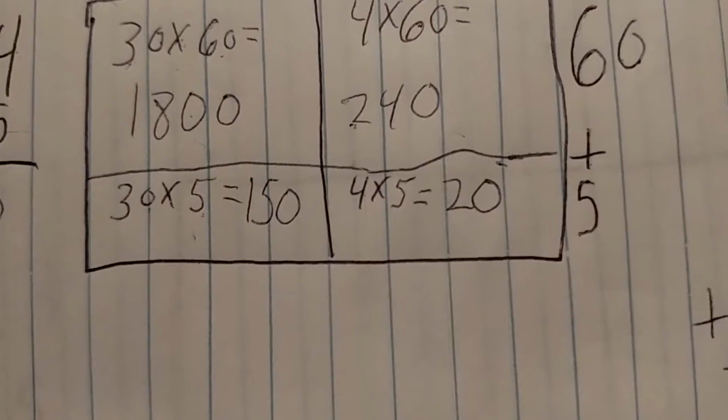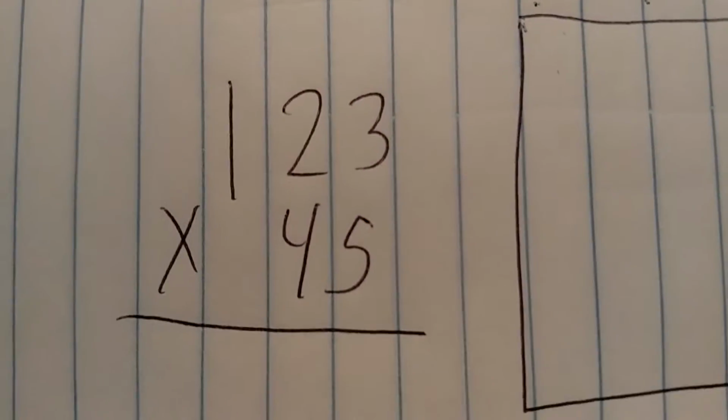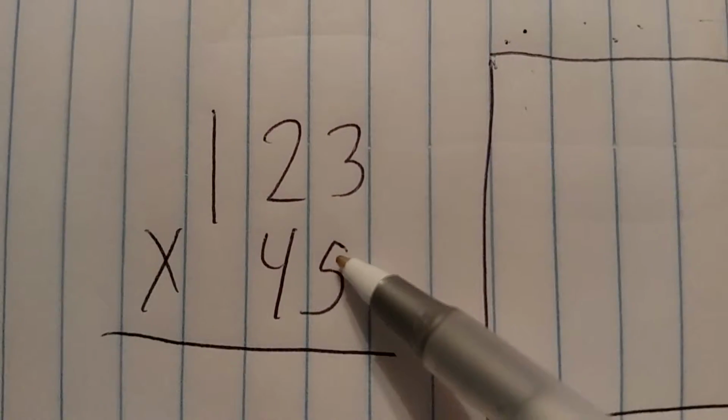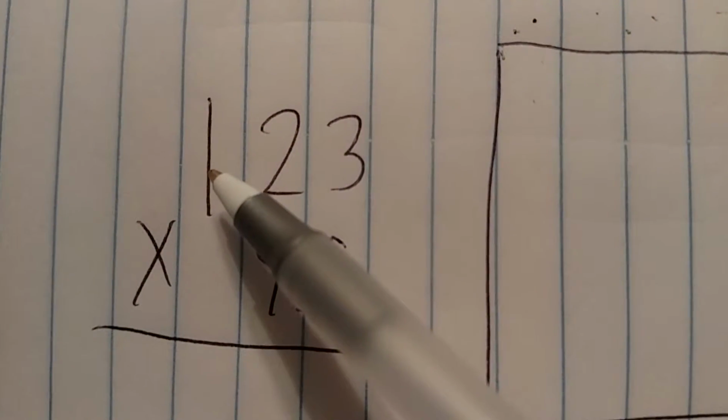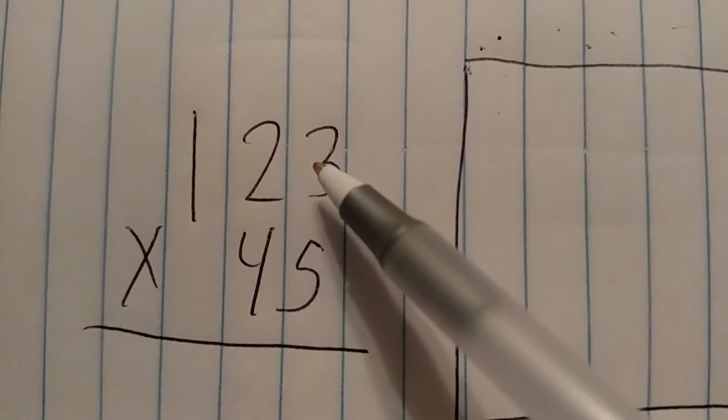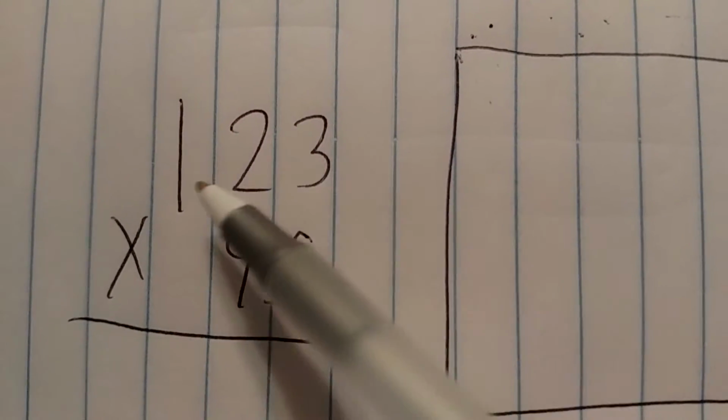Now let's do a problem together. I have 123 times 45. One extra digit, 3 digits times 2 digits, but the same exact process. So, break it apart. I have 100 plus 20 plus 3 gives us this number.